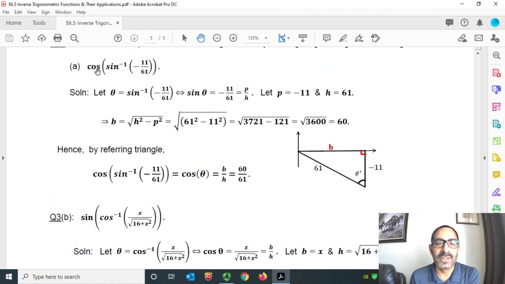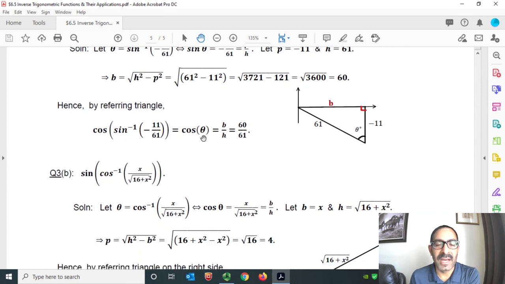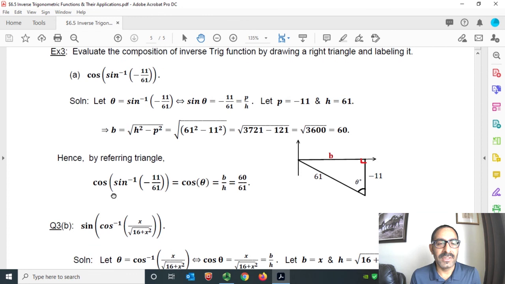So the given question is cosine of sine inverse -11/61. We assumed this inside function equals theta, so this is simply cosine theta. And in this triangle, cosine theta is the ratio of base over hypotenuse. Here base is 60, hypotenuse is 61. So our answer for cosine theta is 60/61. That means the value of this given composition is 60/61. I hope this idea makes sense to you all.